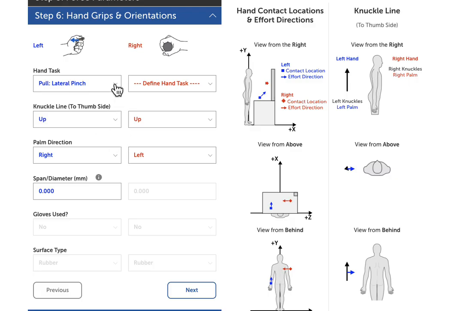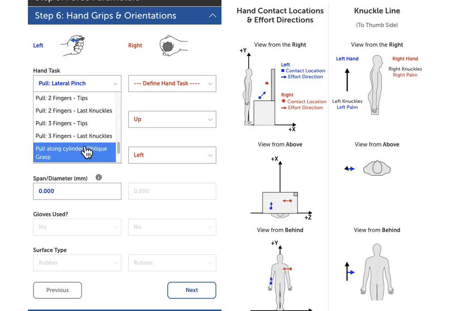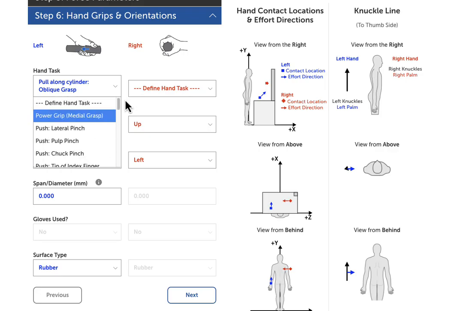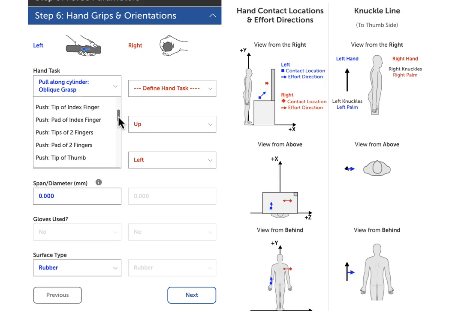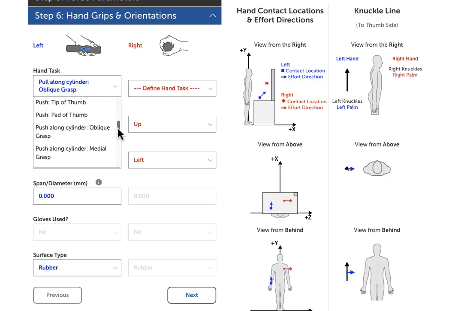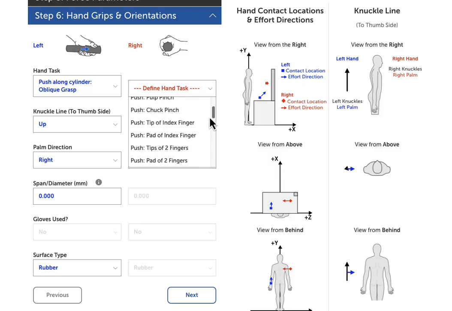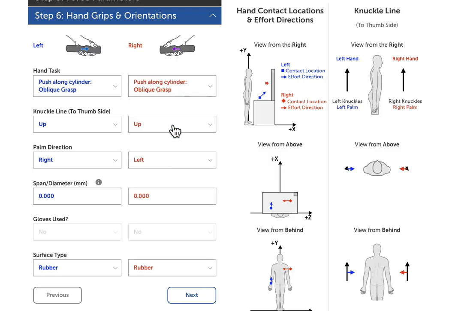Pulls with different pinches. So anything that you may have seen already in the HandPack software would be here. In this case, we're going to say that they're pushing along a cylinder. Let's say like a hose push. So push along a cylinder with an oblique grasp. So there you can see they're pushing here. And let's say that they're also doing the same thing with the other hand. So they're pushing along a cylinder.